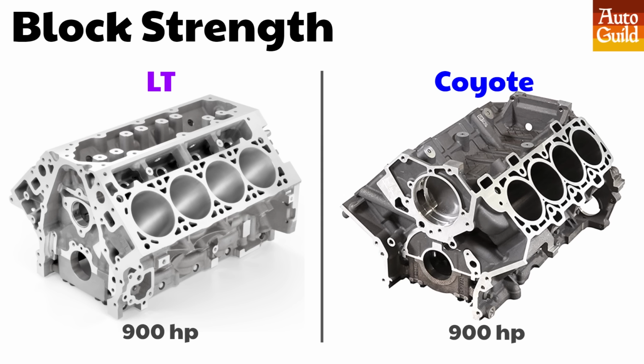On the Coyote side, the block is also proven up to around 900 horsepower, much higher than that, and you'll want to add aftermarket sleeves.